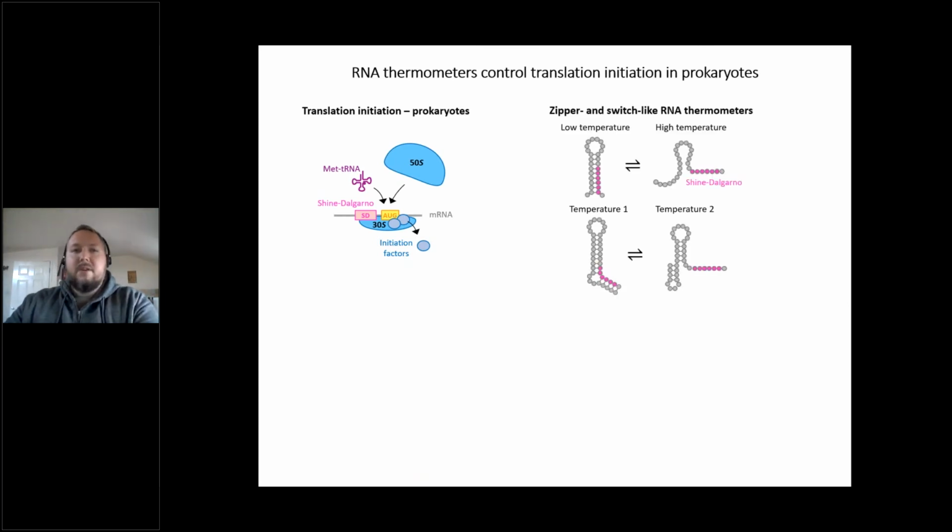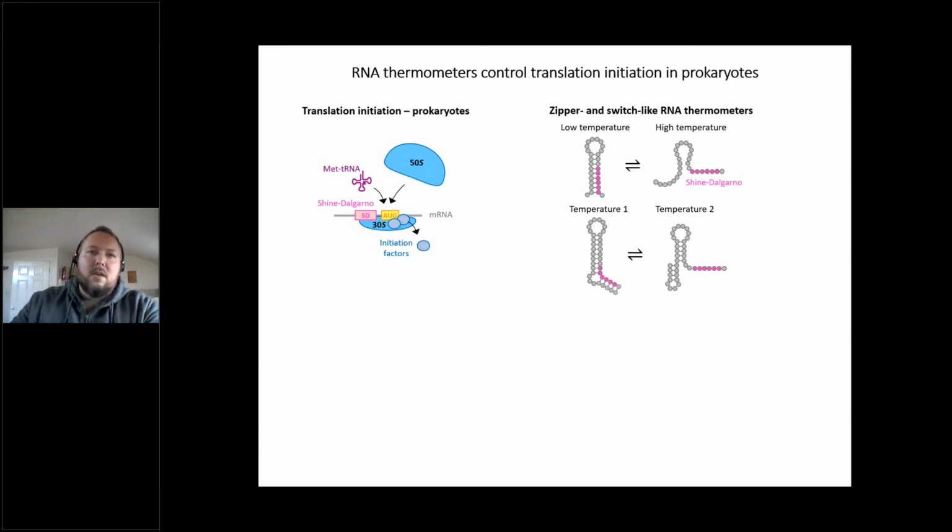And there are well-established mechanisms by which this process is regulated by temperature through so-called RNA thermometers. RNA thermometers are secondary structures that form across the Shine-Dalgarno sequence and restrict access and the ability to recognize it by the ribosome. And these secondary structures are temperature sensitive. So if temperature rises, they may either melt or adopt a distinct conformation, which essentially frees the Shine-Dalgarno sequence, which becomes accessible again and translation can occur.